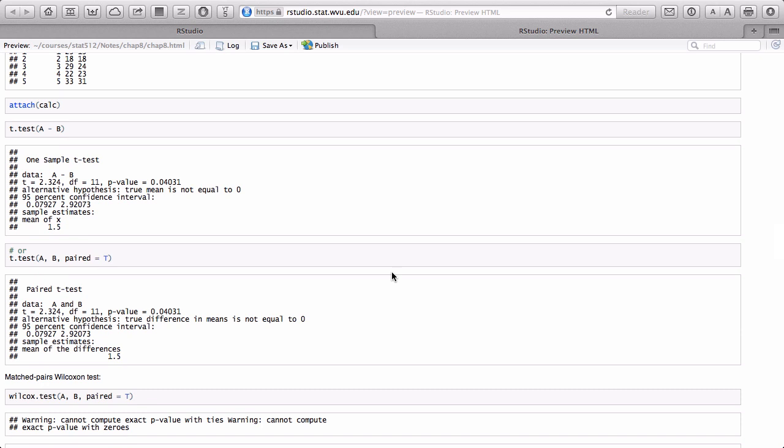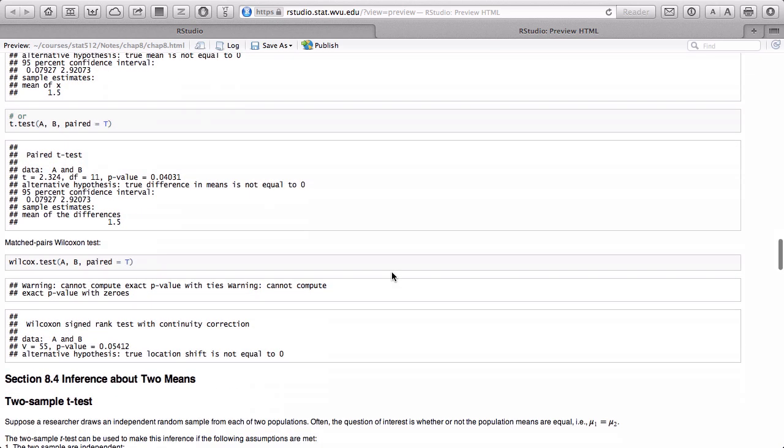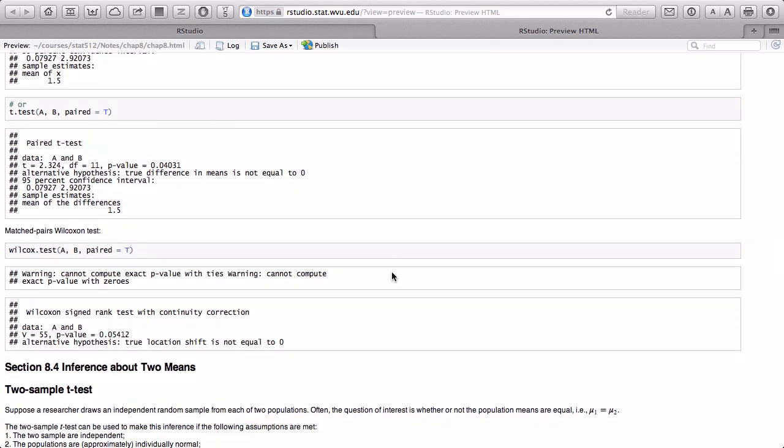But notice there's another way of doing this, and that is we could say t.test A, B, paired equals true, and if you see, you get exactly the same results. So you could do it either way. And then the Wilcoxon test, there I'm going to say A, B, paired equals true, and that's the Wilcoxon test. So this is computing the Wilcoxon statistic V and gives the value.